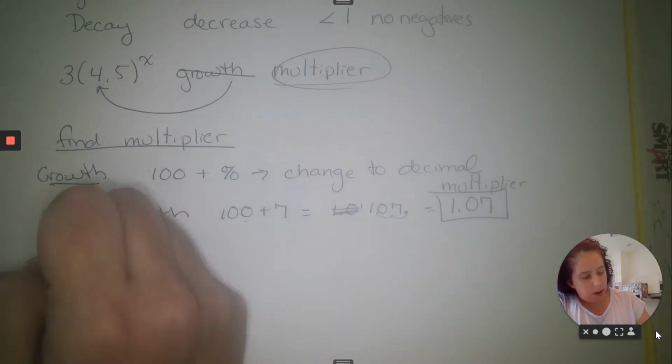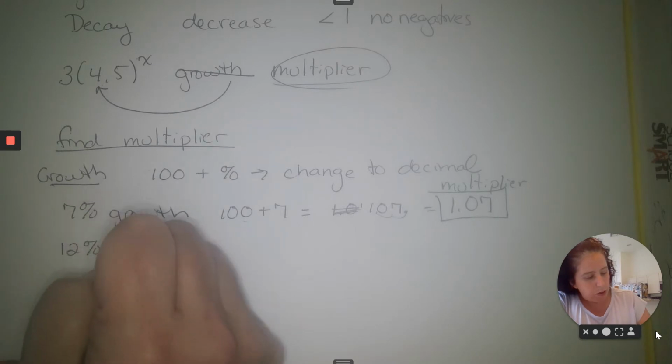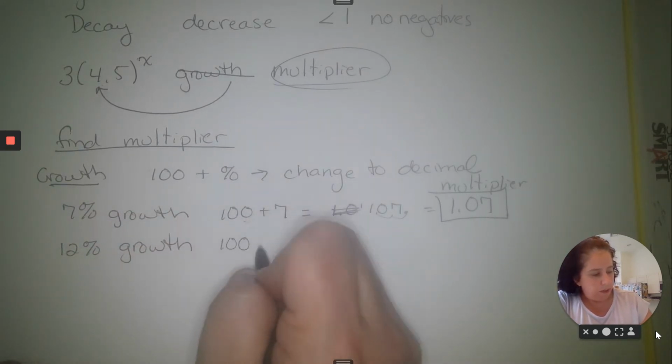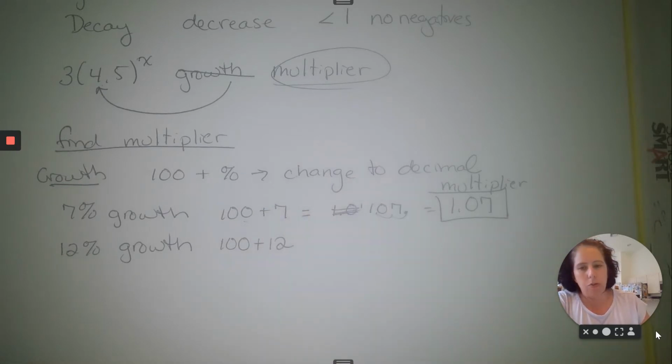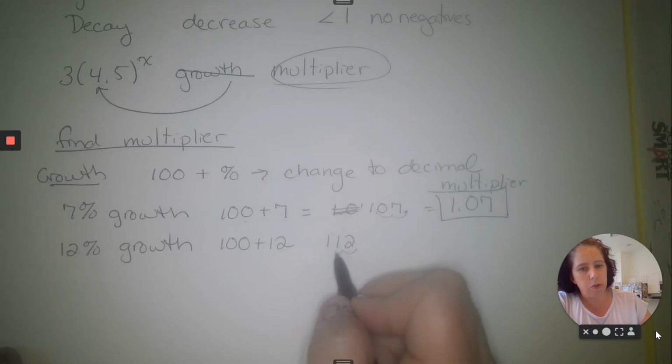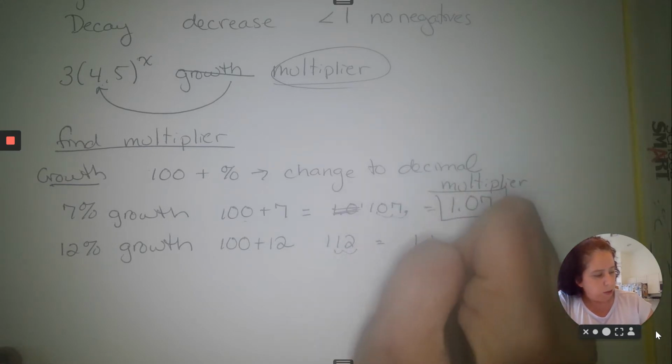Now we're going to do a 12% growth. It's going to be 100 plus 12, which gives me 112. Again, your decimal is over here, so move it 1, 2. So my multiplier is going to be 1.12.